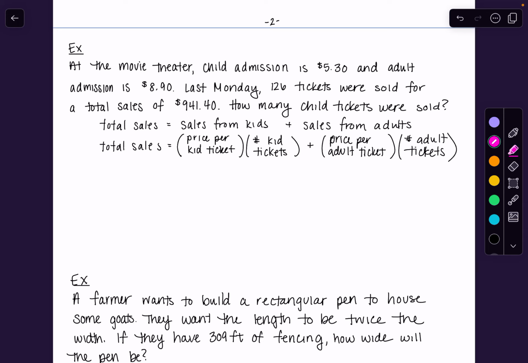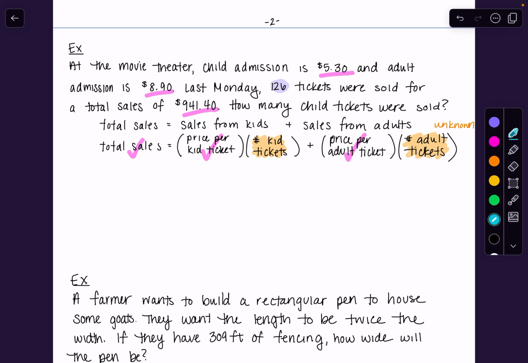Going through and seeing what's known and unknown, we know the total sales, we know the price per kid ticket, and we know the price per adult ticket. However, these two quantities, the number of kid tickets and the number of adults, are both unknown. Okay. So there's one piece of information that I haven't used yet. We know the price per kid ticket, the price of adults, and the total sales, so we've used these three pieces of information. The thing we haven't used yet is that there were 126 tickets sold.